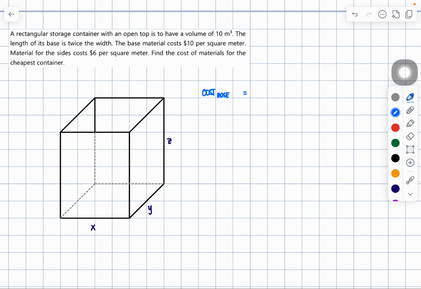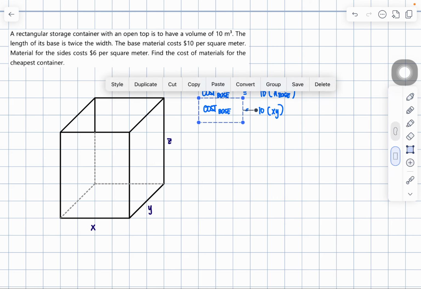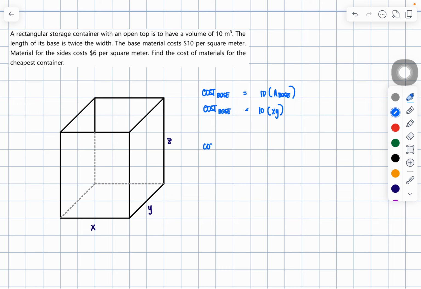Okay. So for the base, we have $10 per square meter. So 10 times the area of the base. Our area of the base here is xy, so you have 10xy. So that would be the cost of your base. Let's proceed to the sides.